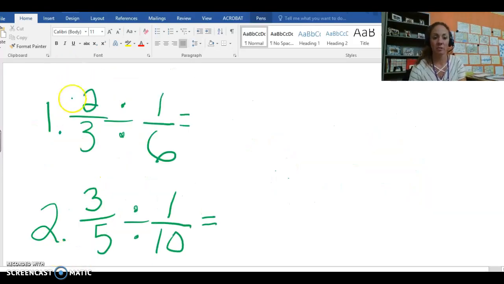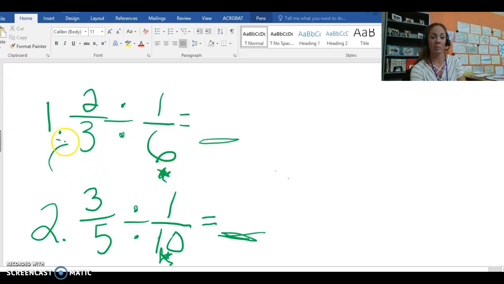So here are the two problems I want you all to do in your math binder and bring the work and answers with you to class tomorrow. Your first one is 2/3 divided by 1/6, and your second problem is 3/5 divided by 1/10. Make sure that when your quotient, whatever your answer is, is multiplied by the divisor, that little guy right there, you wind up with your dividend. And then you'll know that you have correctly divided your fractions.